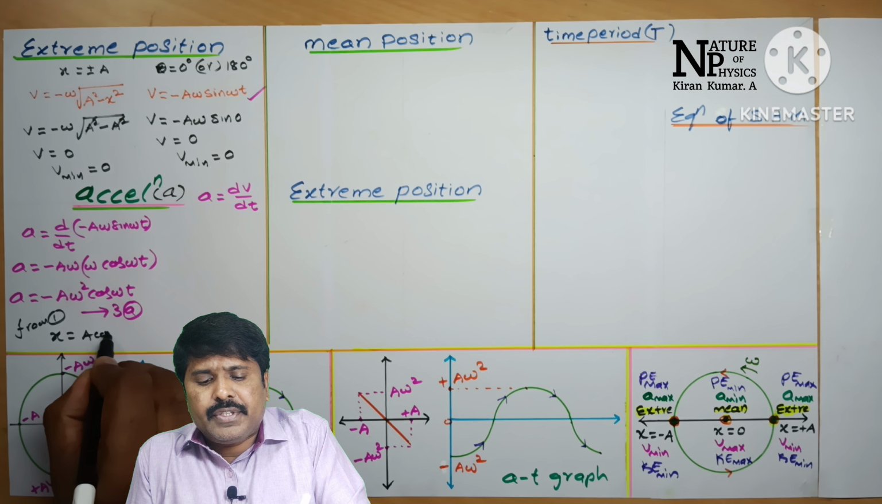That's why theta is equal to omega t, which is equal to 90 degrees, so that mean position here theta is equal to 90 degrees and x is equal to 0. So linear displacement 0 and angular displacement theta is equal to omega t is equal to 90 degrees. Okay student, and then next I am going to explain about the extreme position.